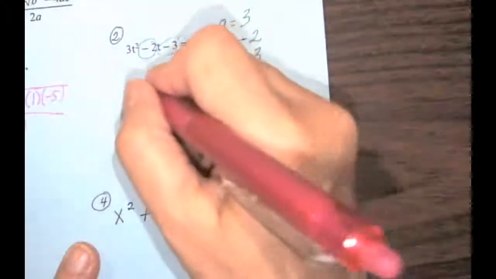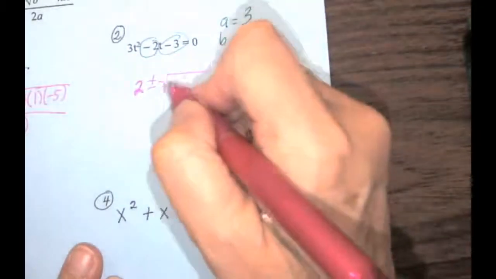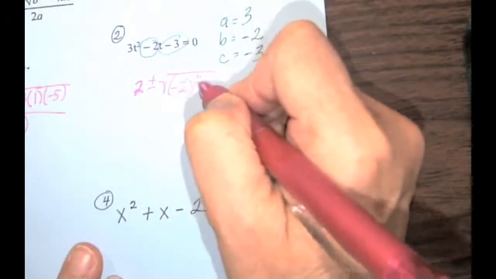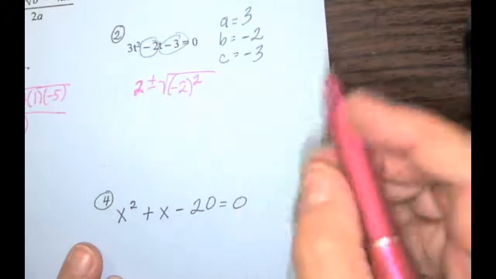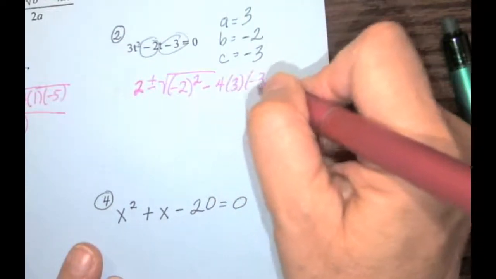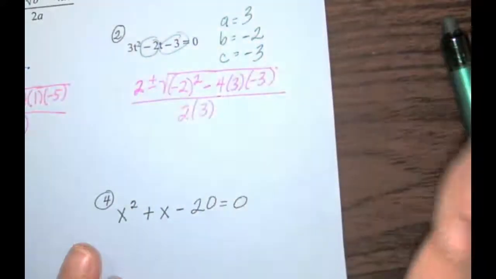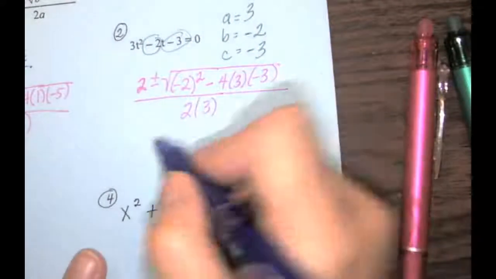But hopefully we're big brain mathematicians, and we know that negative negative is positive. We can just put positive plus or minus the square root of b squared. Did you notice how I put b in parentheses? Minus 4ac all over 2a. Let's do some good math here.